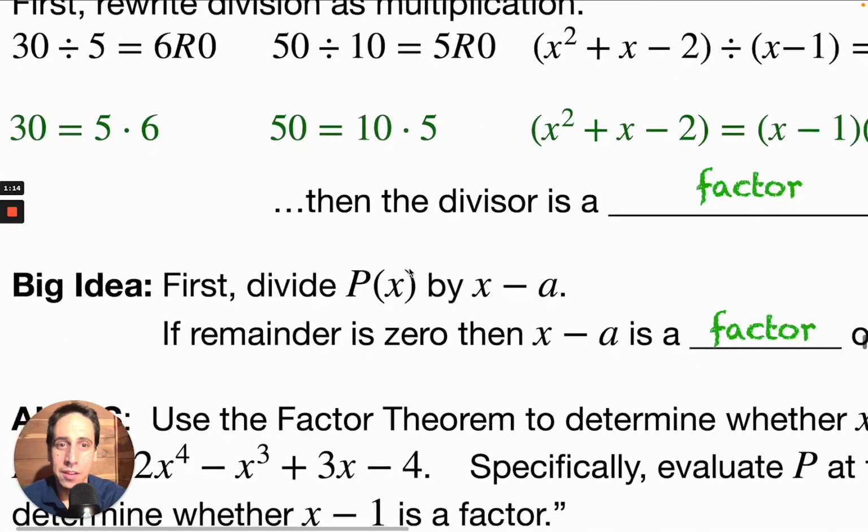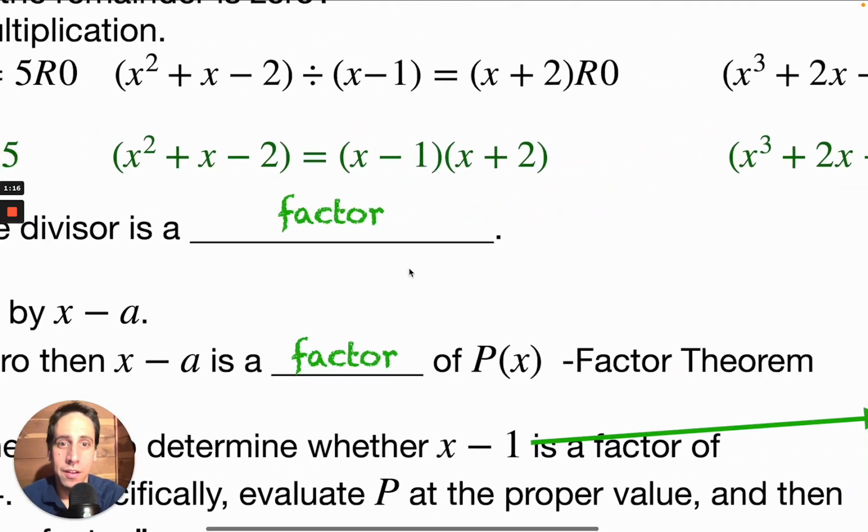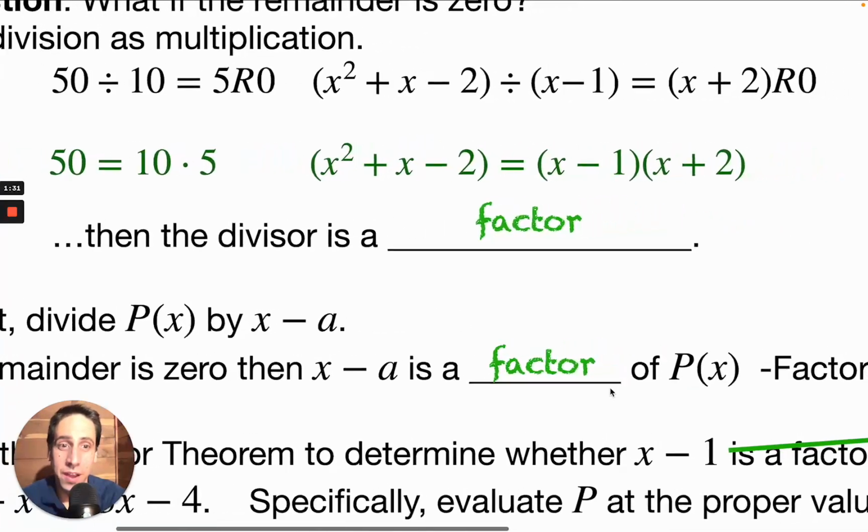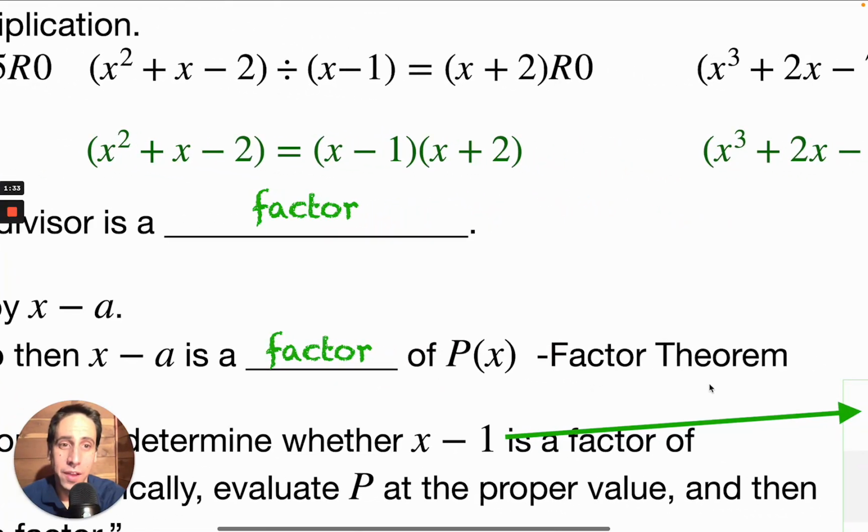So the big idea when you translate this into polynomials is that you should first divide p of x by x minus a. And if the remainder is 0, then you found a factor. x minus a is a factor of p of x. And that's the factor theorem.